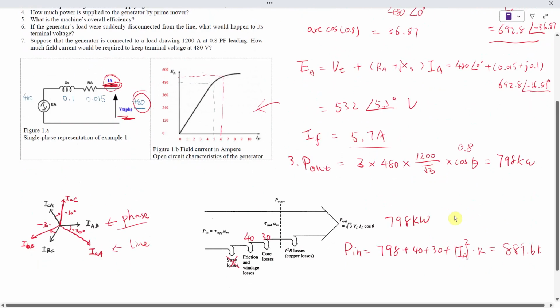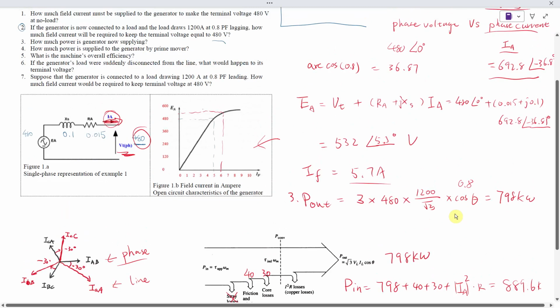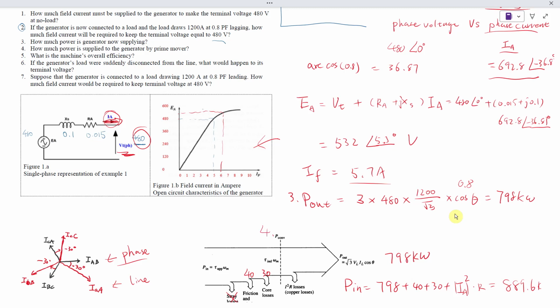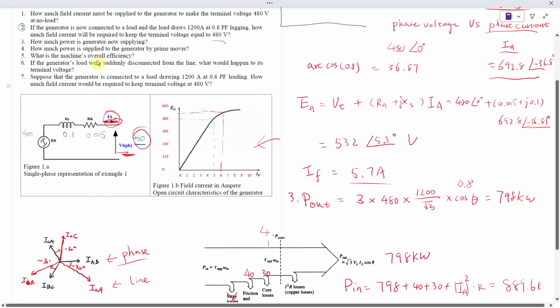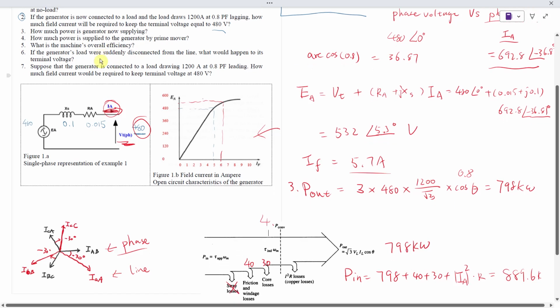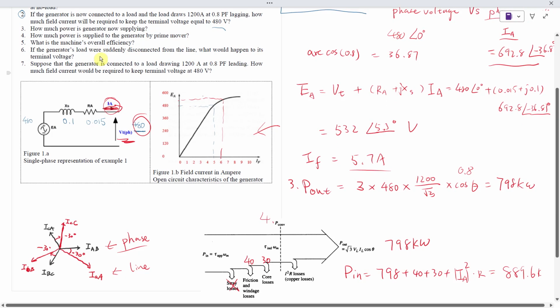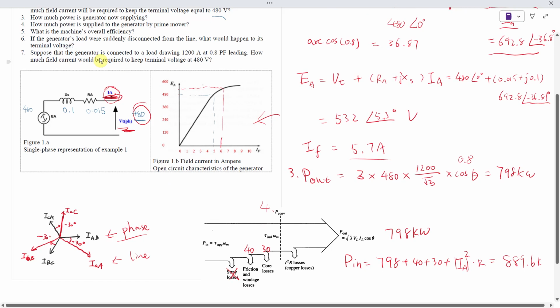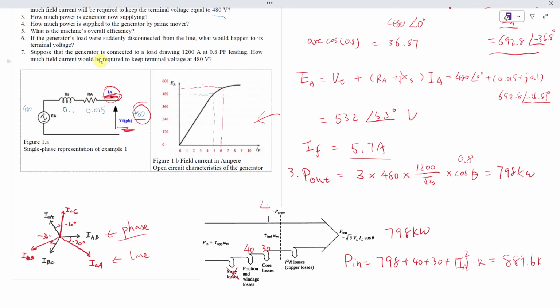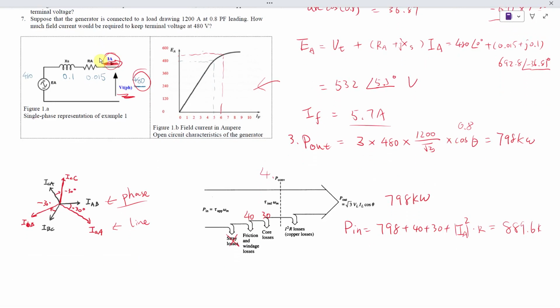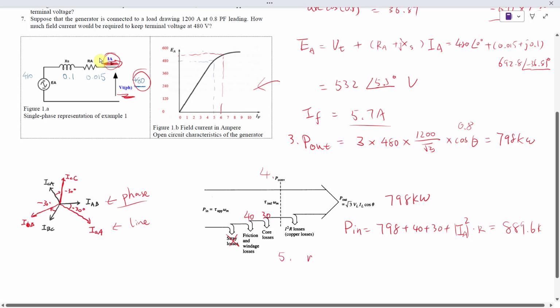All right, so that's number 4, I believe. And number 5, what is the machine overall efficiency? Okay, so the efficiency is output divided by the input. Okay, so number 5, we got the efficiency is output divided by input. Okay, input is a larger amount of power.